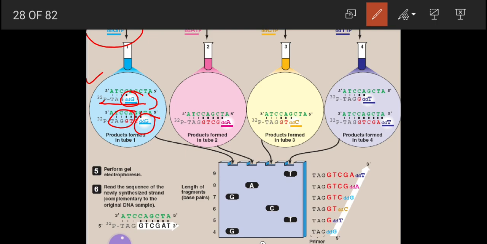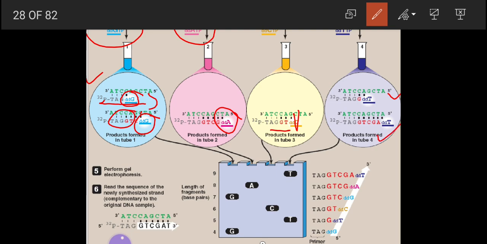In the second, as this contains the dideoxy ATP, it will synthesize unless the DNA polymerase uses the dideoxy A. And in the third, this chain will be synthesized up till here, and again the dideoxy TTP tube will also contain two types of fragments.